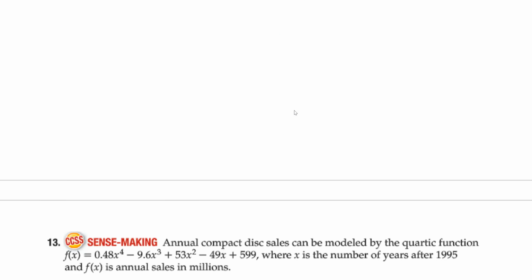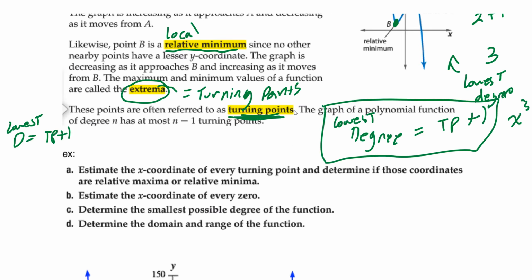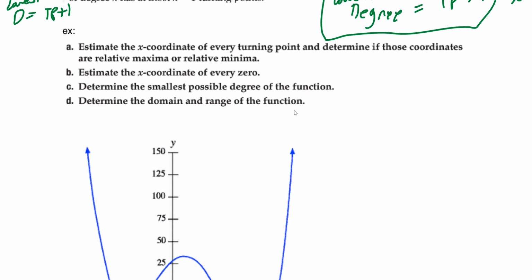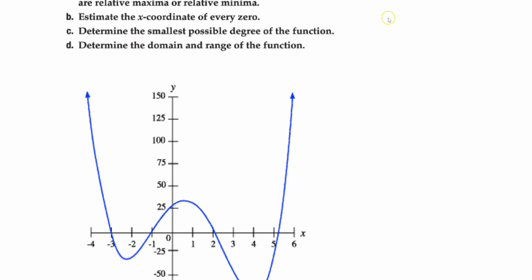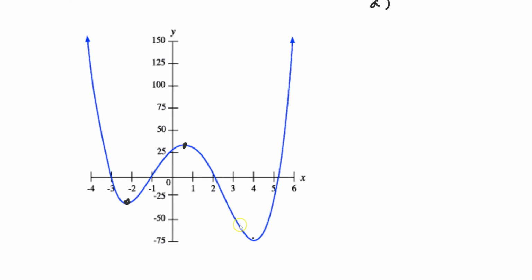Okay, let's go back to what we were doing, all the way up here. There we go. Now let's answer these questions. A: Estimate the x-coordinate of every turning point. Determine if those coordinates are relative max or relative min. So they want all the turning points. There's one right here, one right there, and one right there. One you can't see, one right here.